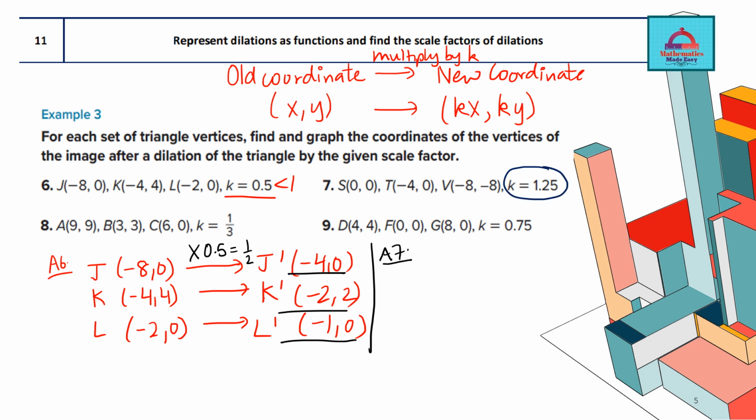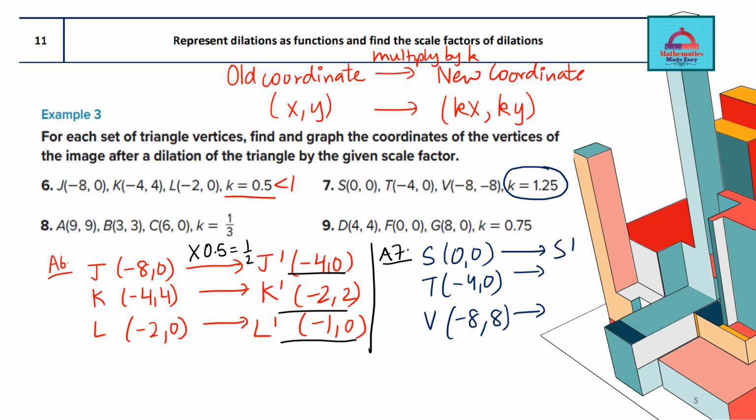factor is more than 1, so this is going to be an enlargement. I write the old coordinates first, STV, so S is 0, comma 0, T is minus 4, comma 0, V is minus 8, comma 8. Now, when I multiply it with K, that means I multiply with 1.25, S prime, T prime, and V prime. These are the new coordinates.